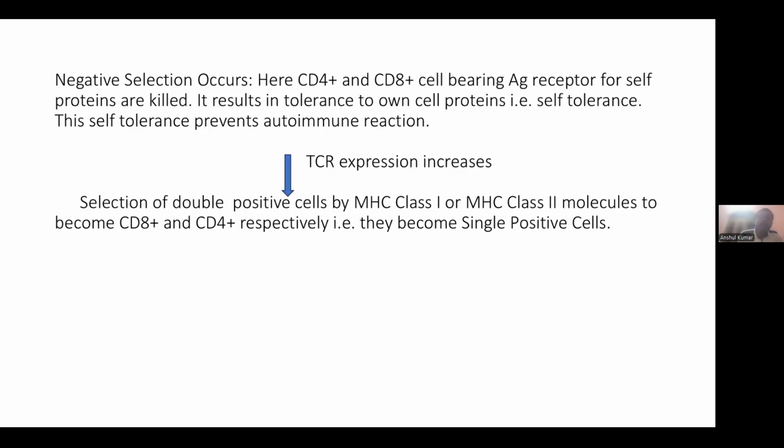In other words, one cell will be CD8 plus, CD4 minus, TCR plus, single positive, and the other is CD4 plus, CD8 minus, and T cell receptor plus, single positive cells. So I hope you understand the concept of the formation of single positive cells.